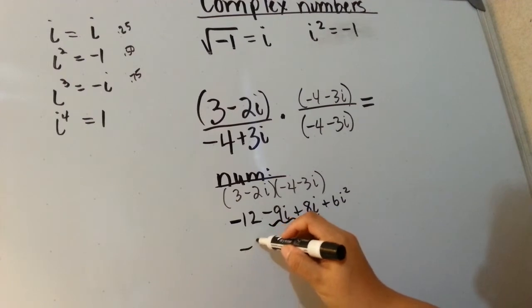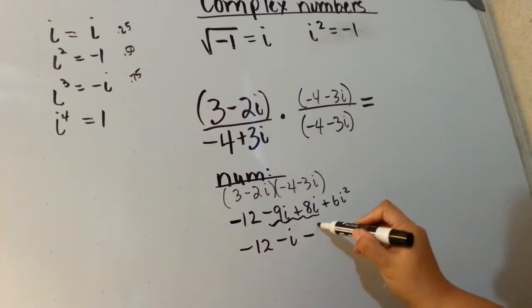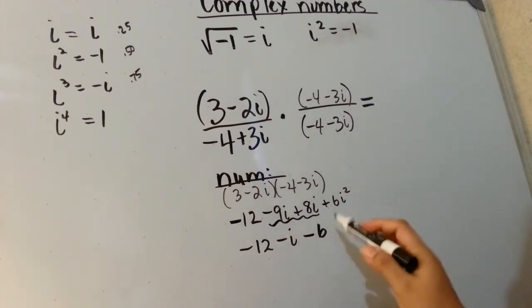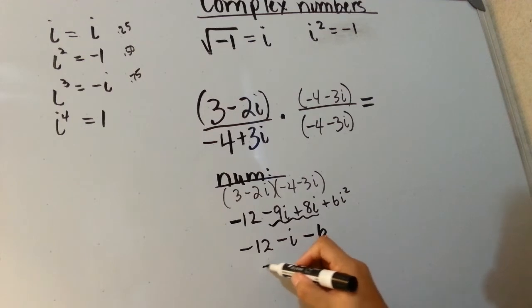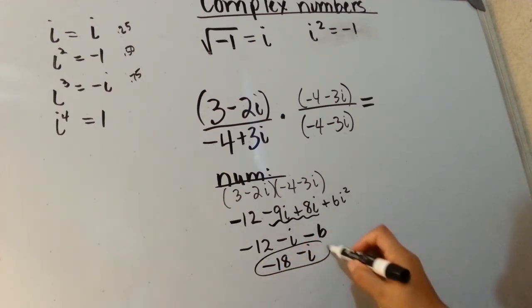The middle becomes, and this becomes minus 6, right? Because the i squared becomes a negative 1. And minus 12 minus 6 is minus 18i. Minus 18 minus i. Alright, that's the numerator.